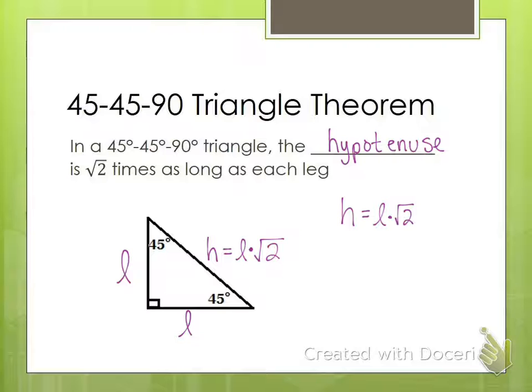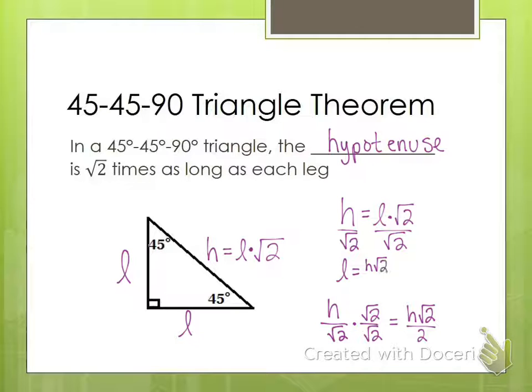Somebody whispered it. Divide both sides by square root of 2. Okay, but when we do that, we do not want a radical in the denominator, so what do we do? Okay, multiply top and bottom by square root of 2, so we end up with h root 2 divided by 2. So if we wanted to get the length of a leg alone, a leg would be the hypotenuse times root 2 divided by 2.